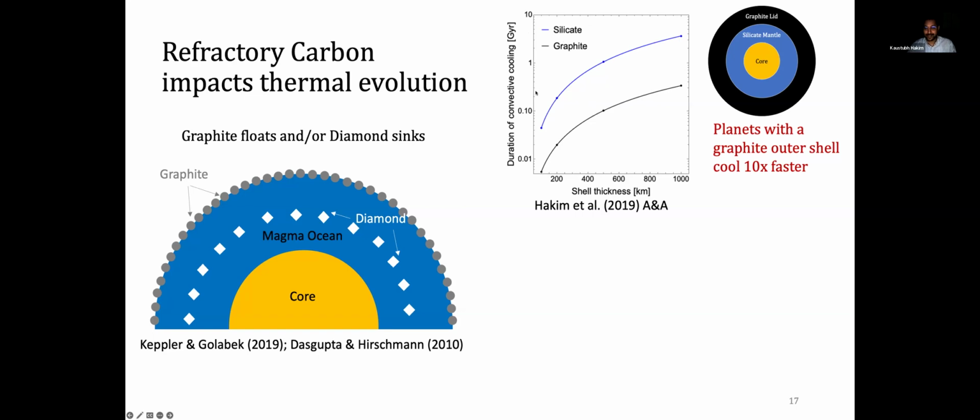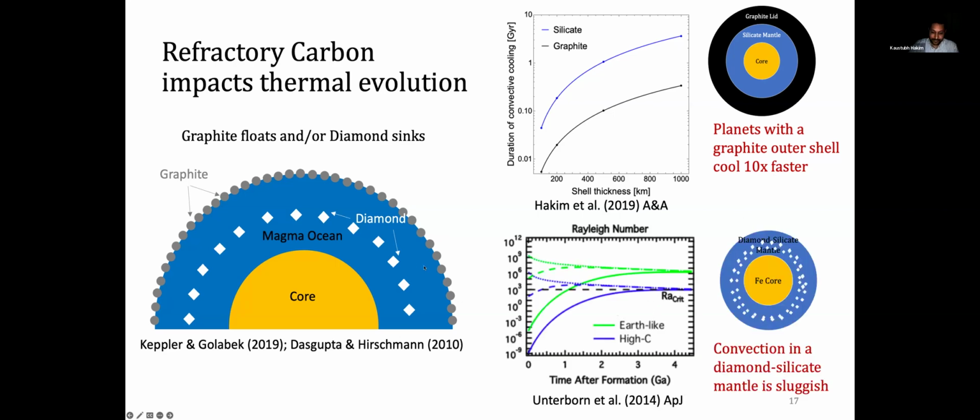And this means that from a planet evolution standpoint, because of the presence of graphite, you would expect to very efficiently lose the heat of the planet. And what I found was this can cool the planet up to 10 times faster.